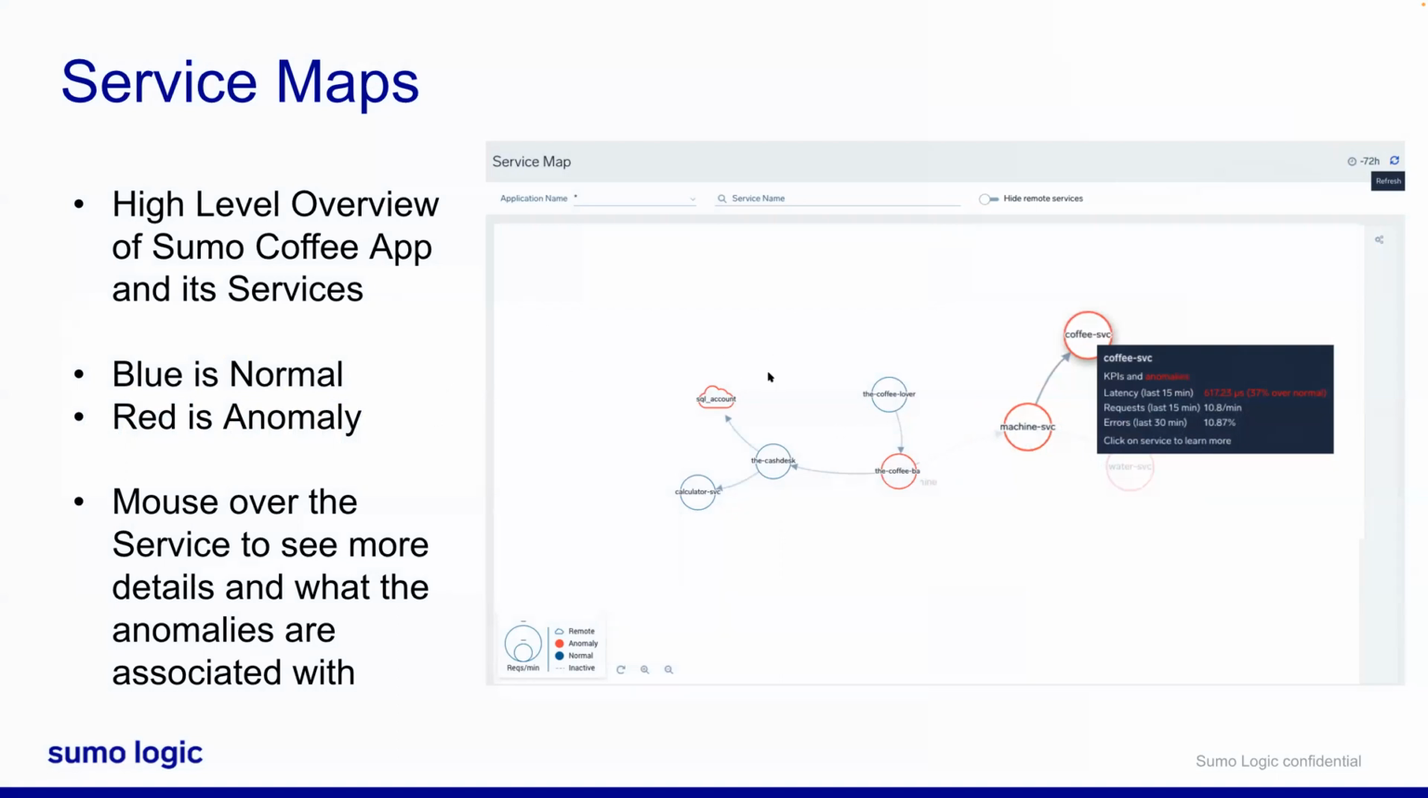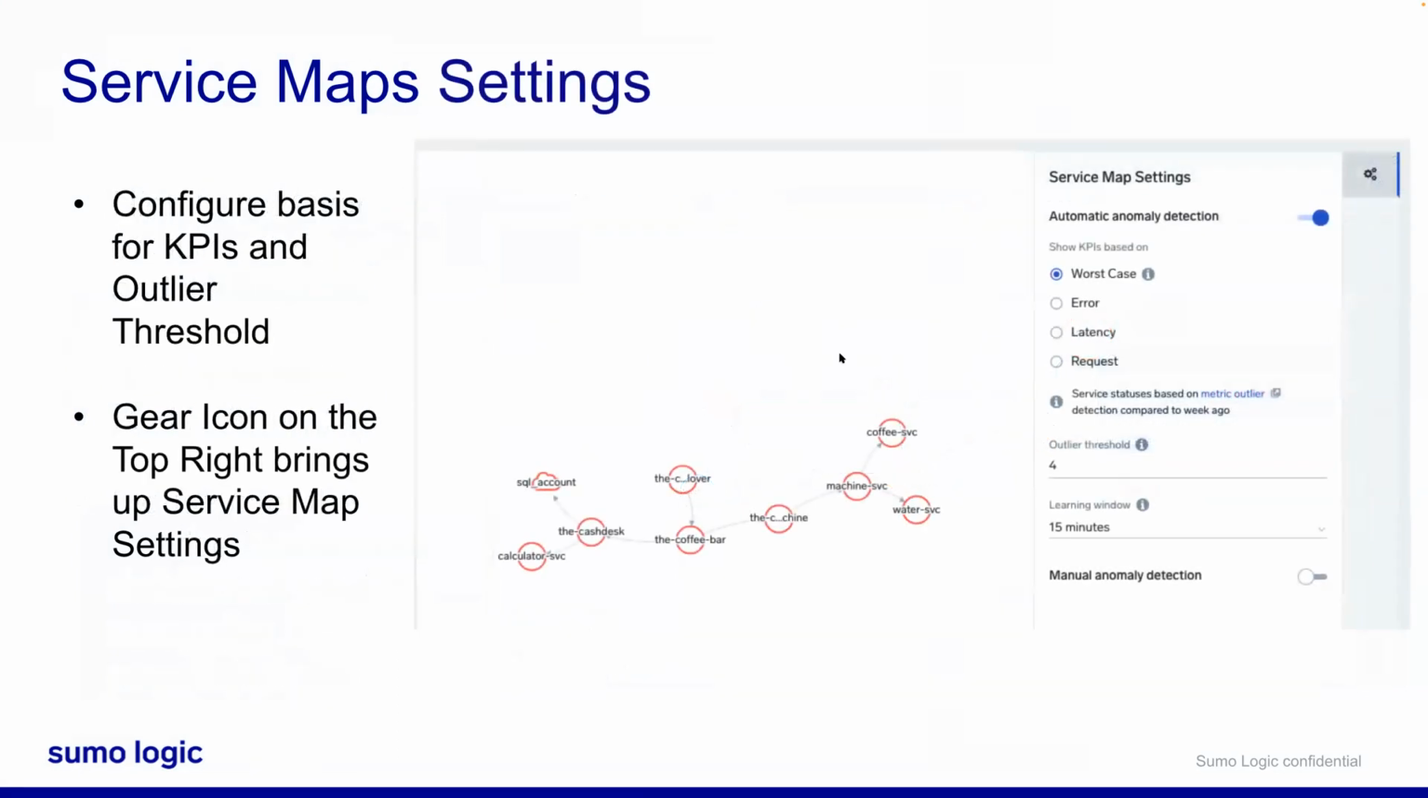So what we're showing with that service map, once again, is the idea of a high level overview. Blue or no color is normal, reds are anomalies. As you see here, you'll be able to mouse over them to get a better understanding of what's occurring. And there's going to be a variety of different settings that you can use to set or configure the anomaly detection.